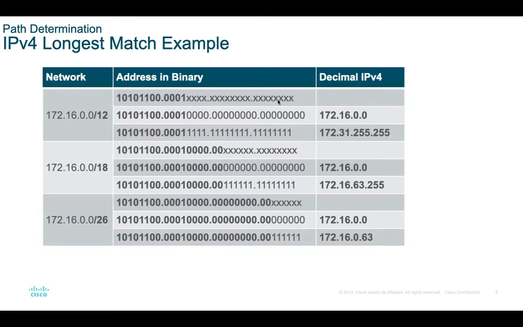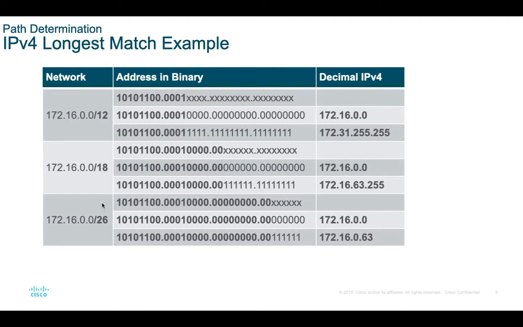But the range is too big. We want a more specific network, so we want the entry with the smallest range. So we take a look at another entry, 172.16.0.0/18. So we have 8 plus 6, 14 bits for the host ID. So we have a range of IPv4 from 172.16.0.0 to 172.16.63.255. Of course, we also have a match with this network, but the range is still big.